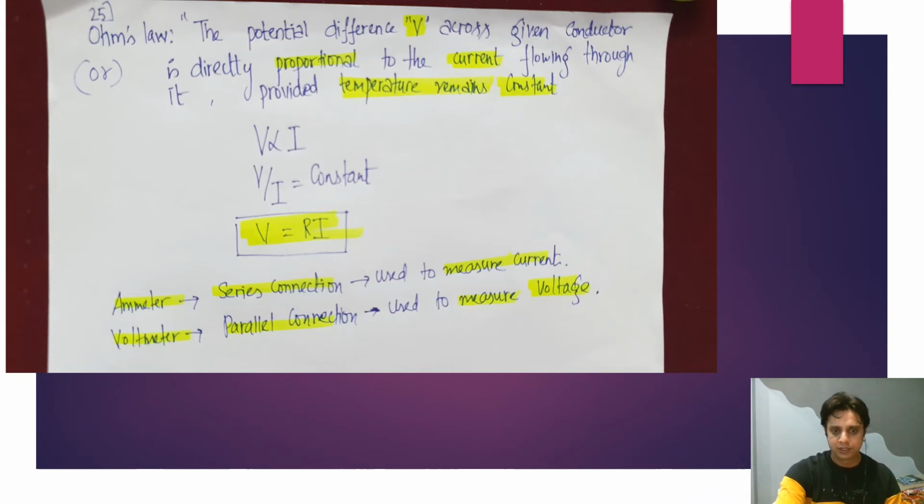25th one is statement of Ohm's law. The potential difference V across a given conductor is directly proportional to the current, provided temperature remains constant, that is V is equal to Ri.